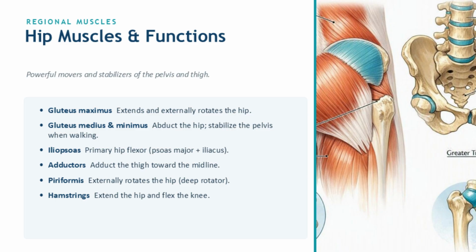The hip must balance mobility with stability. It allows significant motion while supporting the weight of the body during nearly every functional activity. Because of this important role, proper hip function is essential for healthy movement throughout the entire lower extremity. Let's examine the hip joint and its functional muscle groups in greater detail.